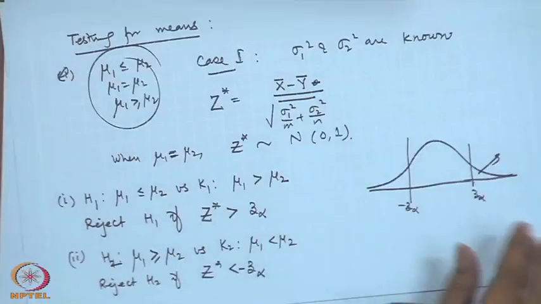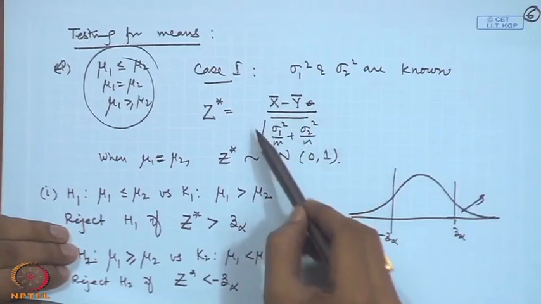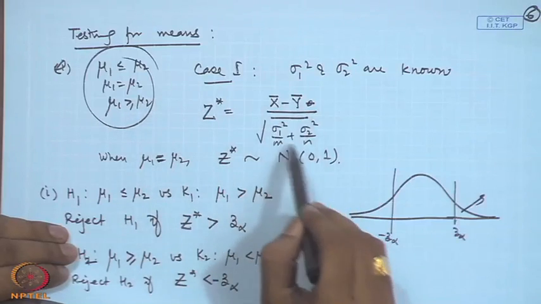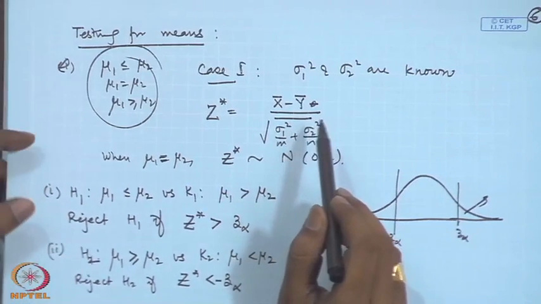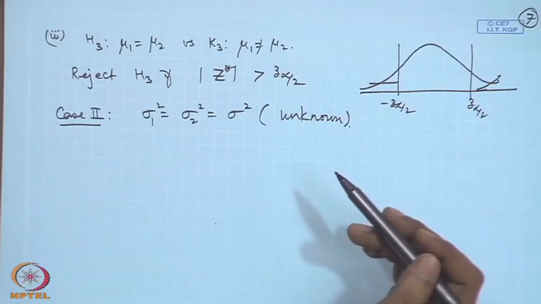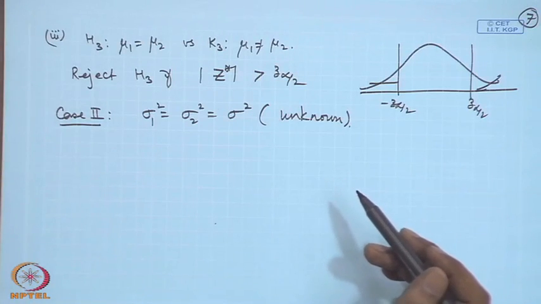Similarly, in this problem, when I considered comparison of mu 1 mu 2, when sigma 1 square and sigma 2 square are known, in that case even if the original populations need not be normal, then by central limit theorem this result will be applicable. However, when sigma 1 square, sigma 2 square are unknown, then this result, central limit theorem, will not be applicable and we have to go for the exact procedures.